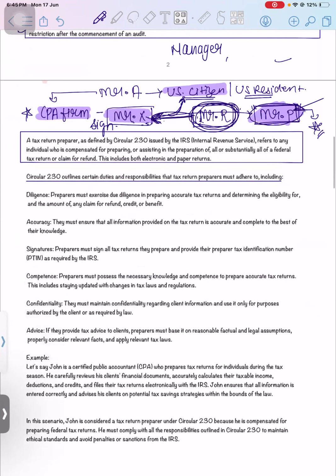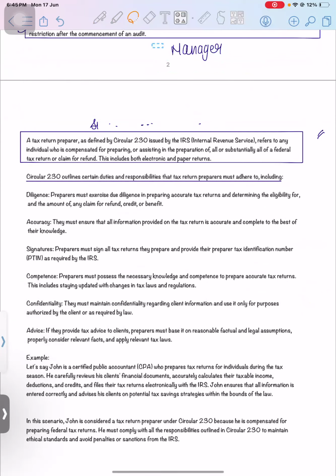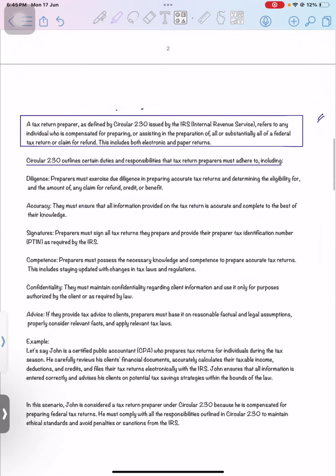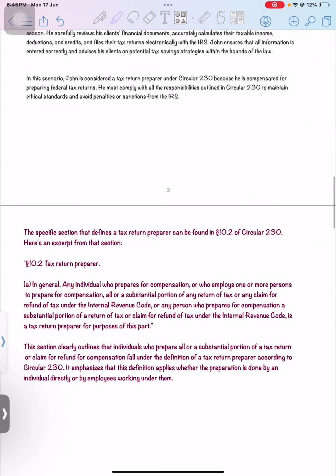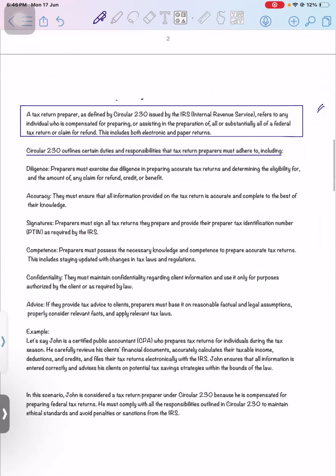Let's come to the next point, that is a tax return preparer. Now see, as I mentioned, in our class only we are going to link all the Circular 230 sections, because Circular 230 is the major heart of our Part 3 syllabus. Okay, so which section defines tax return preparer? Here it is mentioned, Section 10.2 is going to define a tax return preparer. Okay, first let's understand it quickly in a very short manner. Circular 230 outlines certain duties and responsibilities that the tax return preparer must adhere to.